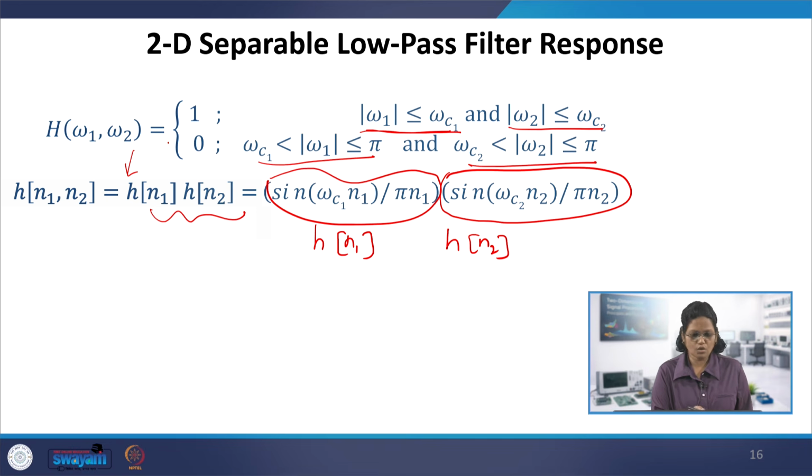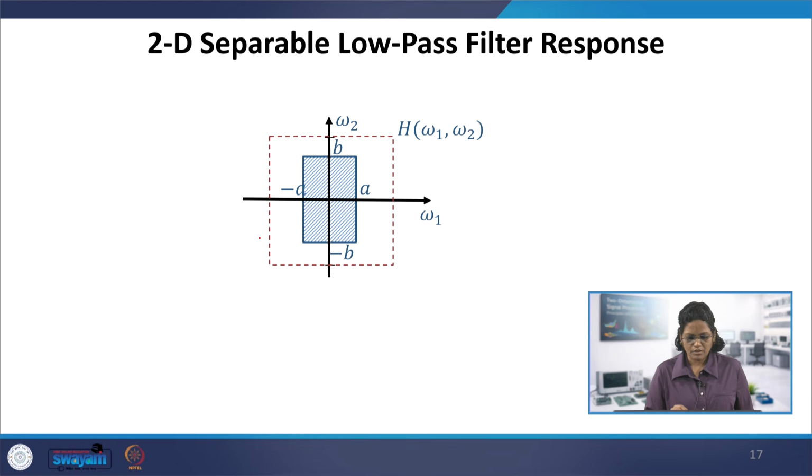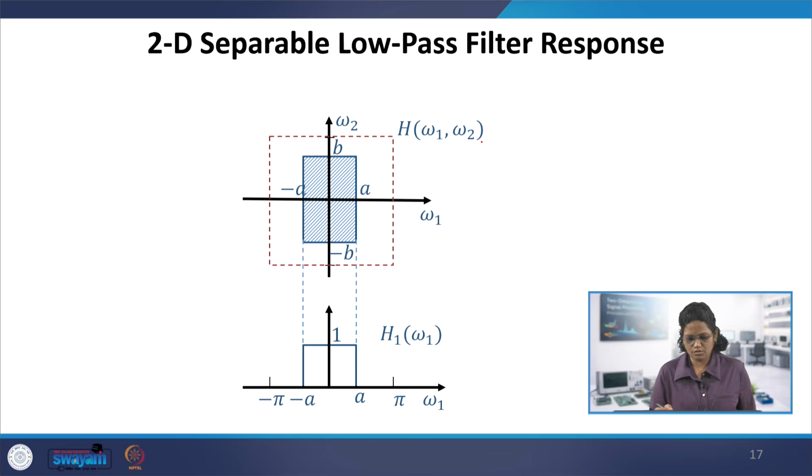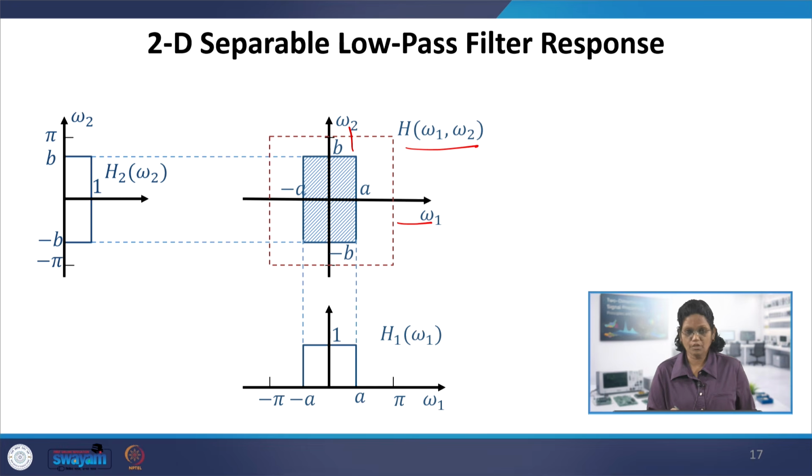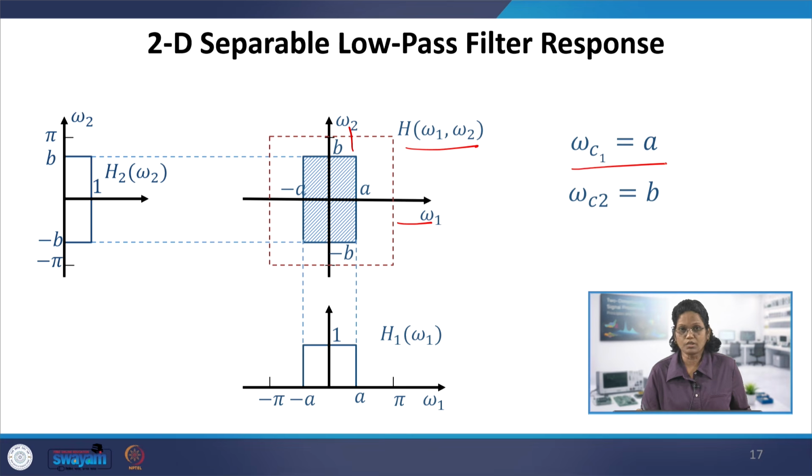Equivalently, in the DSFT also this is separable, H of omega 1 and omega 2. What is called the frequency response of the low pass filter is separable. So that is the 2D separable low pass filter response. That is, H of omega is H of omega 1 into H of omega 2. If you look at the response to visualize H of omega 1 omega 2, the axes are given, and this is the filter response in which A is omega c1, the cutoff frequency in the omega 1 direction where it is 1, and omega c2, which is B here. So if you take two 1D filter responses, one is H1 of omega 1 and the other is H2 of omega 2, as we said.